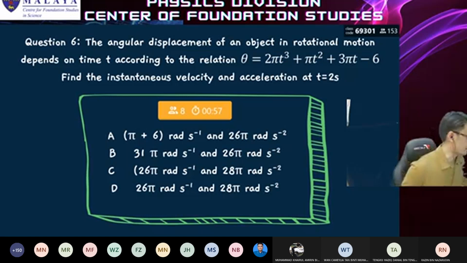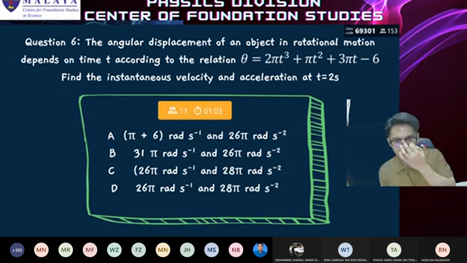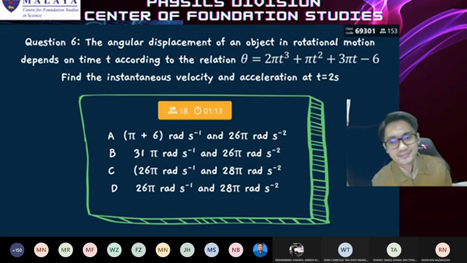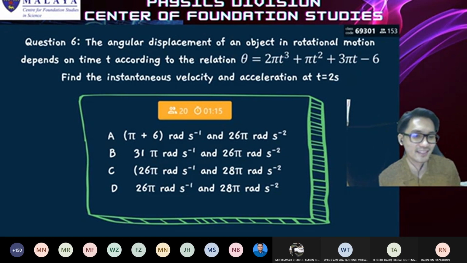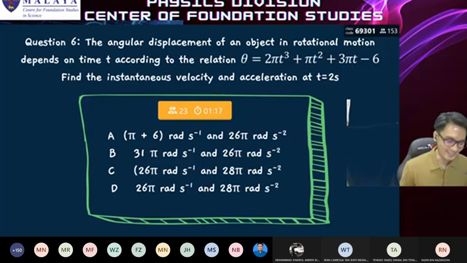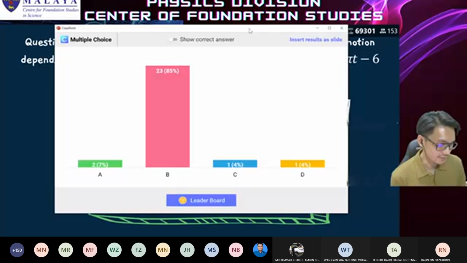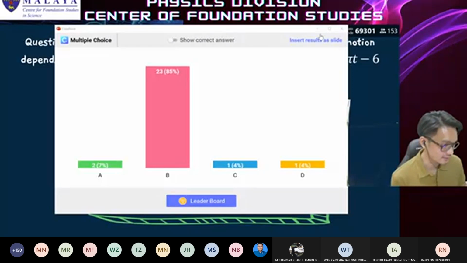Only 7 people answered. Okay, I open another 20 seconds. 17 people. Not many. Cannot brain. Okay, later I will show you the answer. Alright, let's see. 23 people answered B, 2 people answered A, one answered C, one answered D. This must be random guessing.